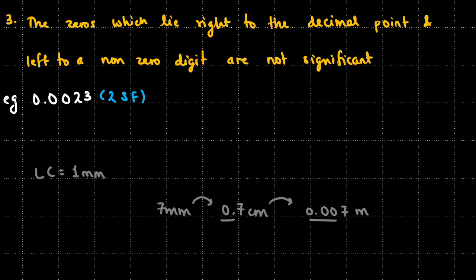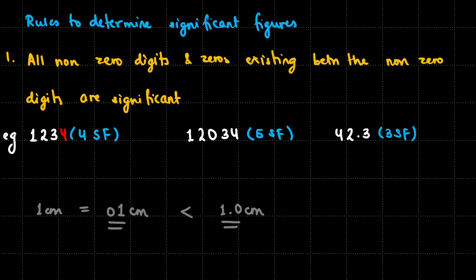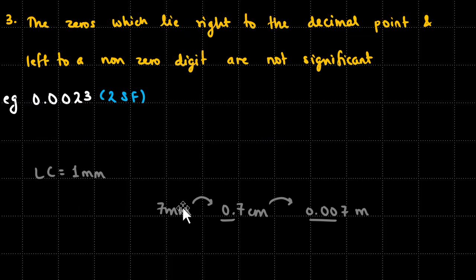Let's go back to our previous cases where I talked about this one: 1 millimeter is the same as 0.1 centimeter. It's the same right over here, since the measured value is only 7, and you're adding zeros in front of it, which does not matter, and the point also does not matter. So that's the third rule.